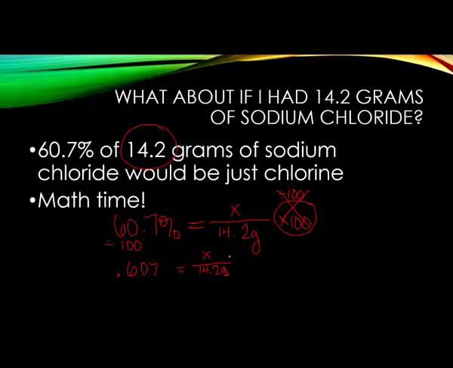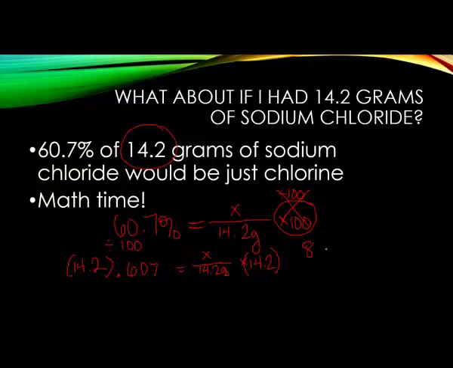Now you just need to solve for x. A little bit of algebra. In order to get x by itself, the denominator has 14.2. Remember, denominator means divide. So we're going to do the opposite of division. We're going to multiply by 14.2. And whatever you do to one side, you have to do to the other side. So to solve this, take the decimal form of the percent and multiply it by the total mass. 0.607 times 14.2.